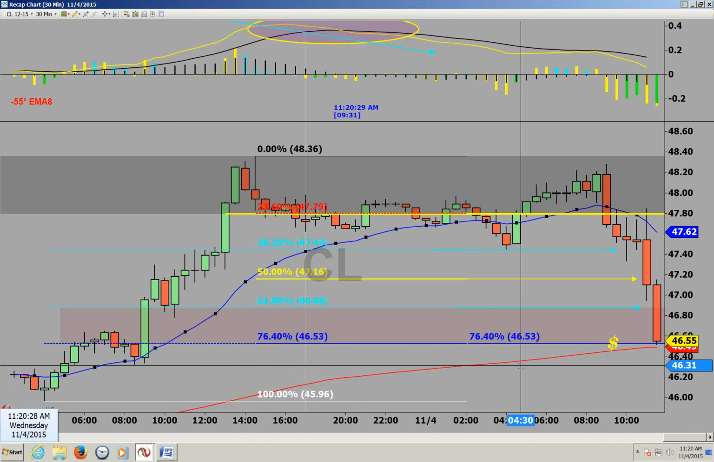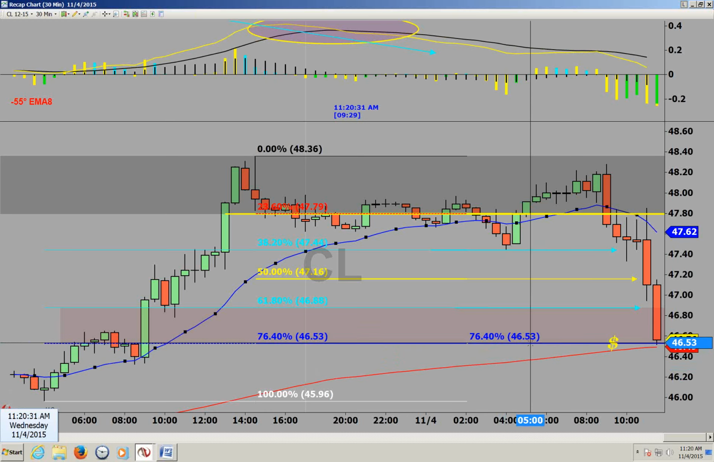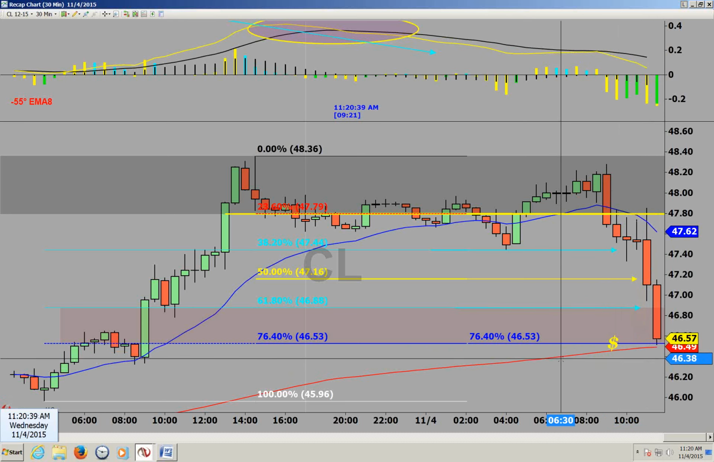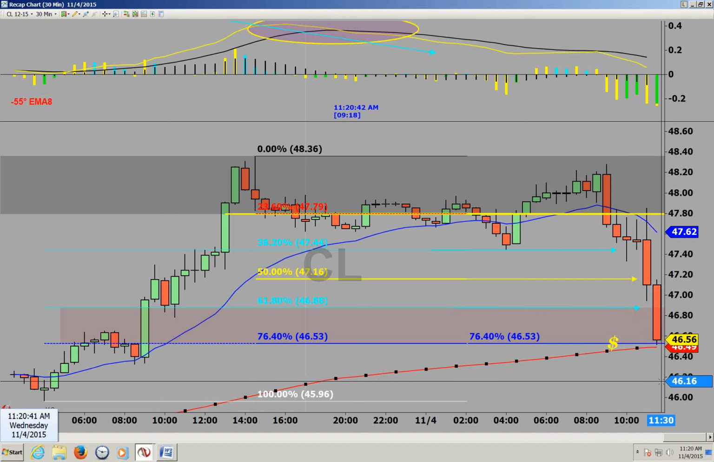Okay, that was well worth waiting for, 46.53. Now we'll see if it can continue. We'd look at reaching our SMA. It's almost there. They're that close, they may as well just high five the SMA, and the SMA is at 46.49.